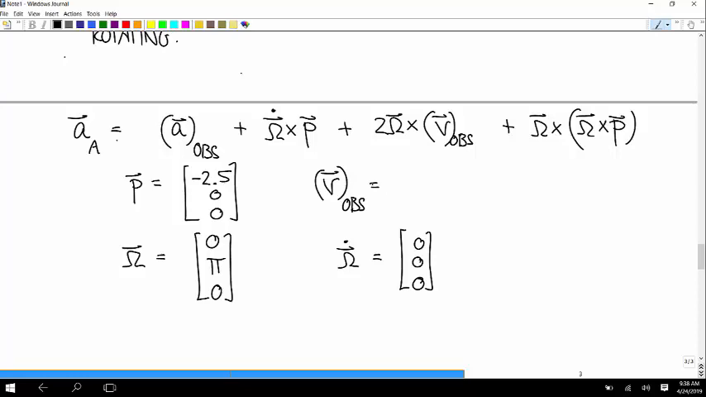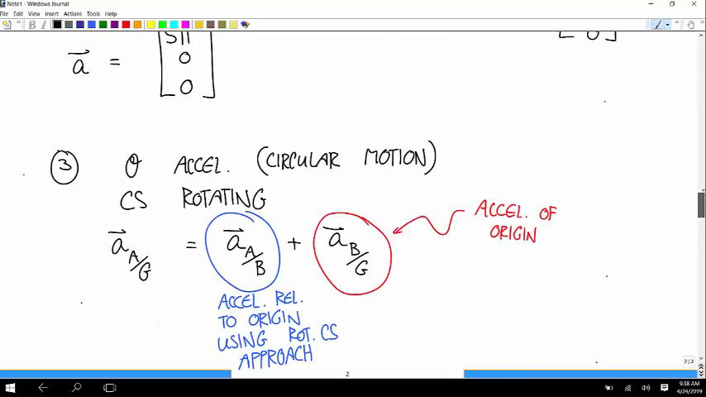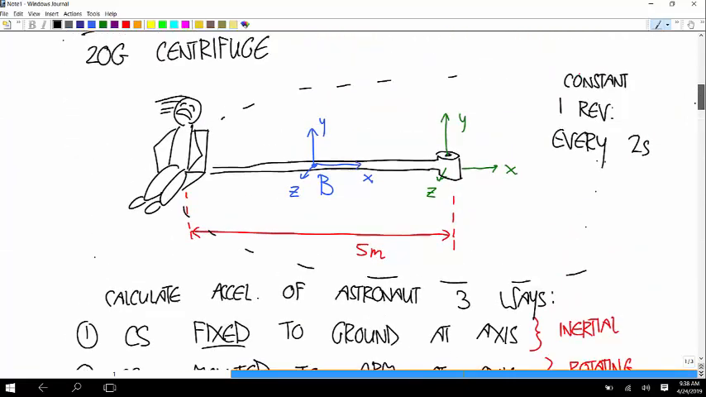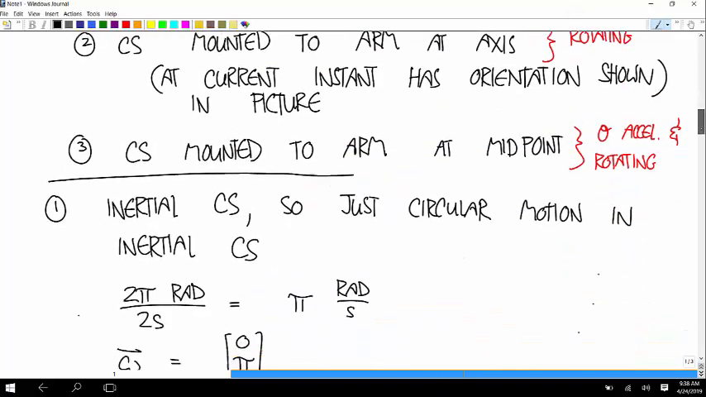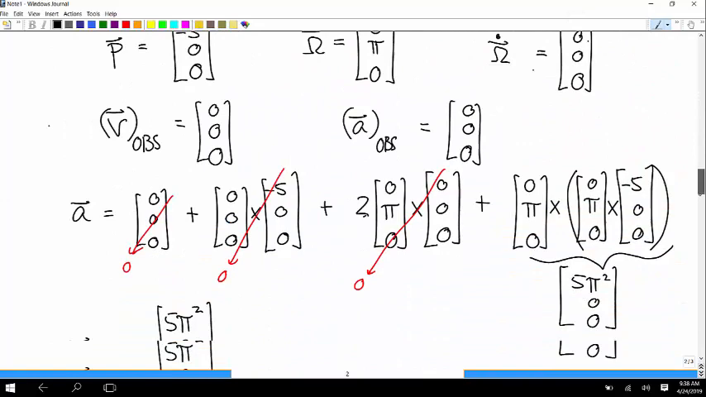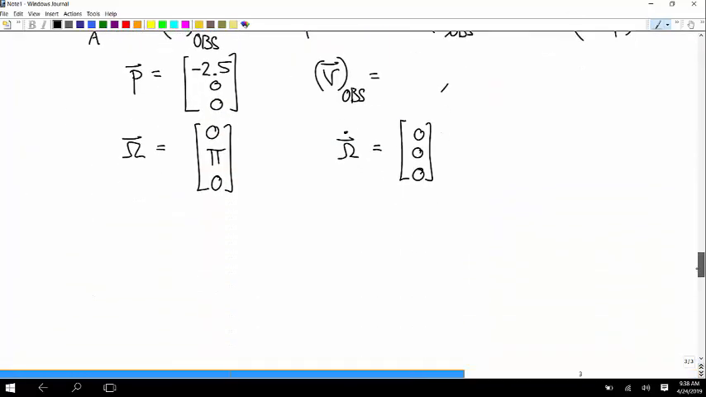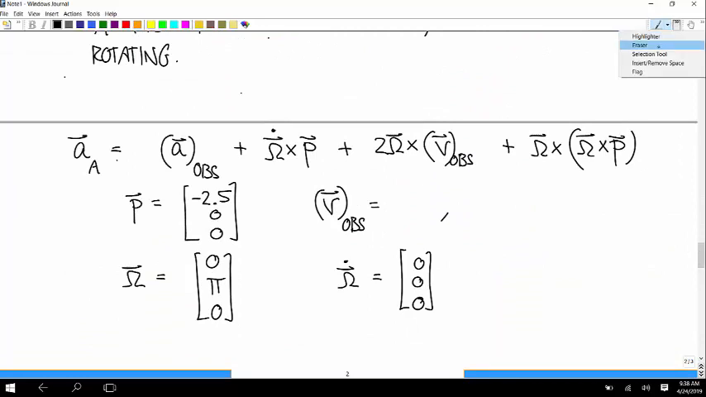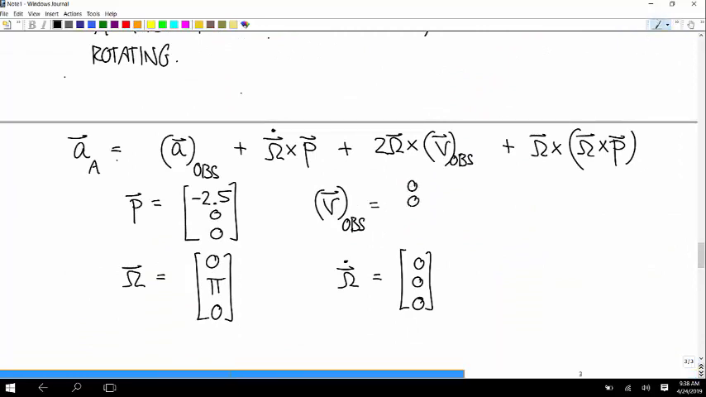What about the observed velocity of the astronaut according to that coordinate system? 0. And same with the acceleration, right? The astronaut is only half as far away, but the camera still just sees the astronaut sitting in place. So the observed velocity is 0, and the observed acceleration is 0.